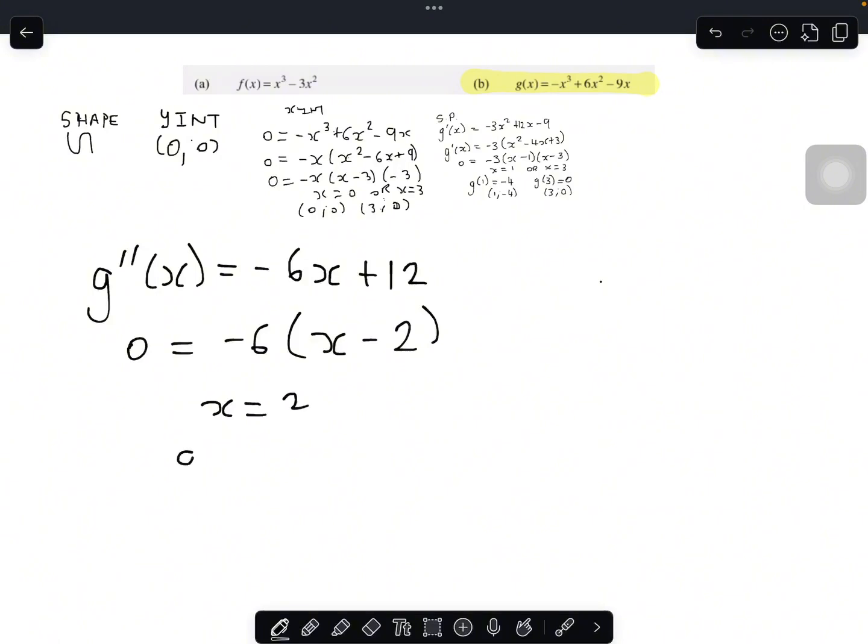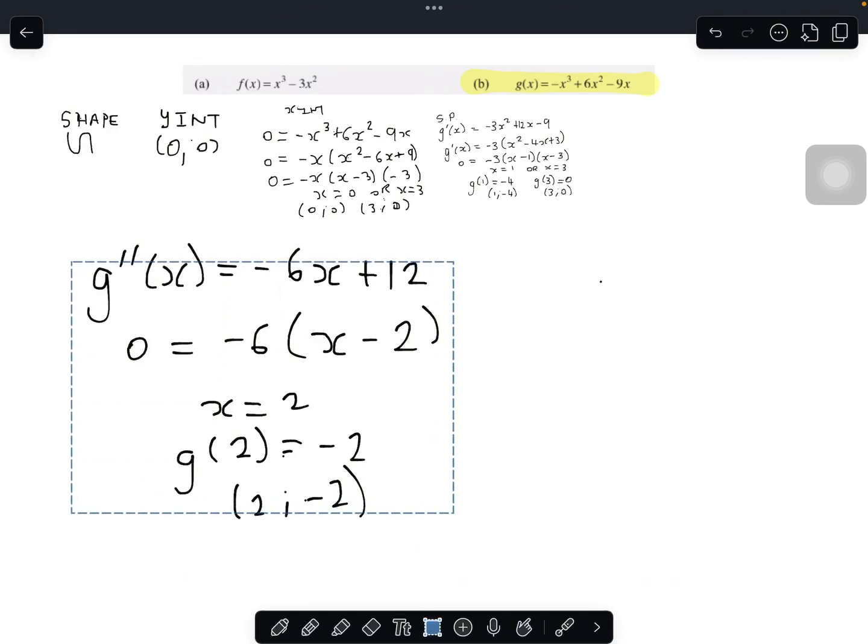I need to sub this into our original and see what the g of 2 is, and let's just put this in our calculator quickly. That'll give me -2. I now have all these key values, so I know this point here is going to be 2 and -2. So we now have all our key values.